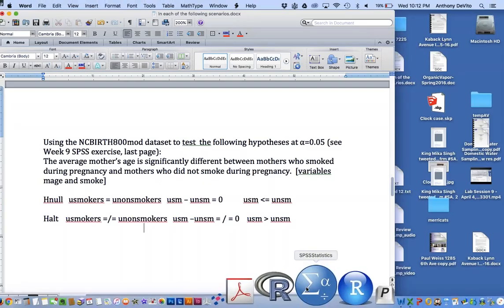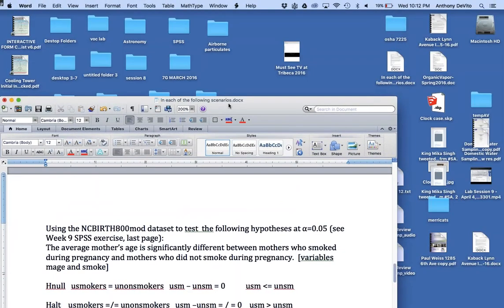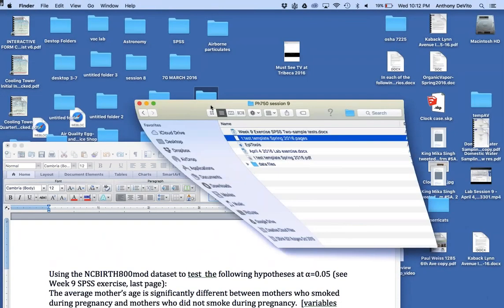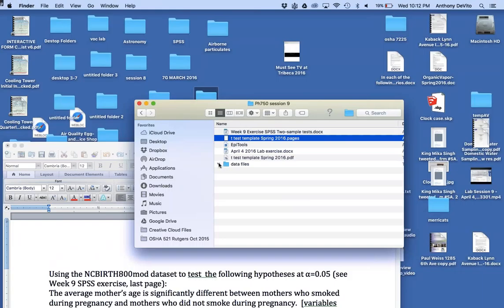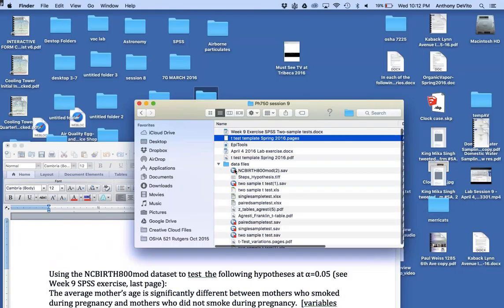Let's see if we're having any luck with SPSS. In the meantime, I'm going to go back to here and I'm going to double click the data file as well. Maybe that'll speed things up a little.